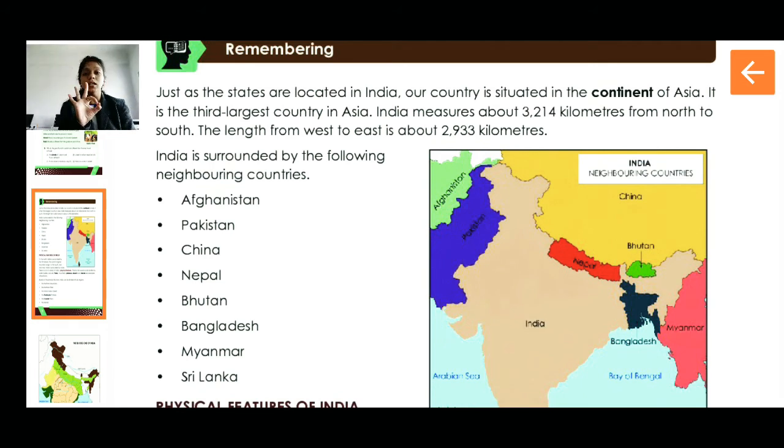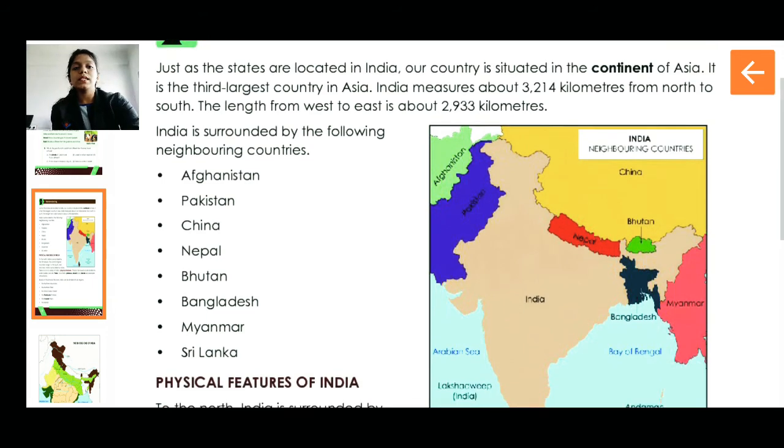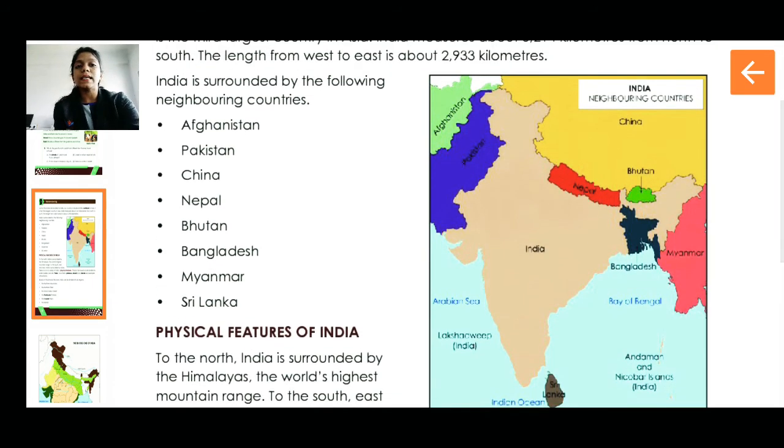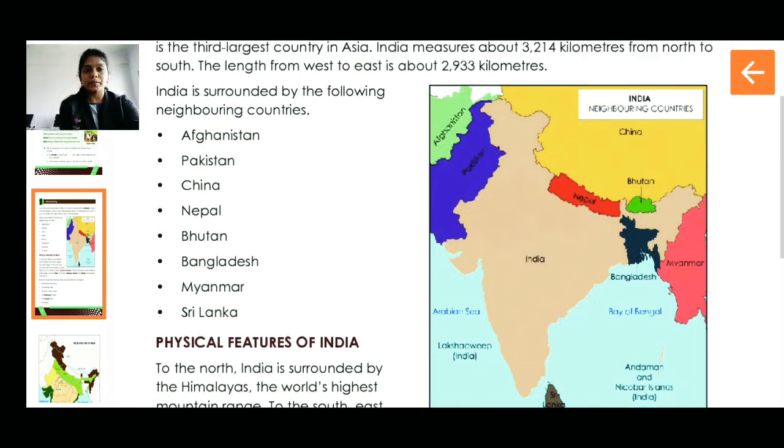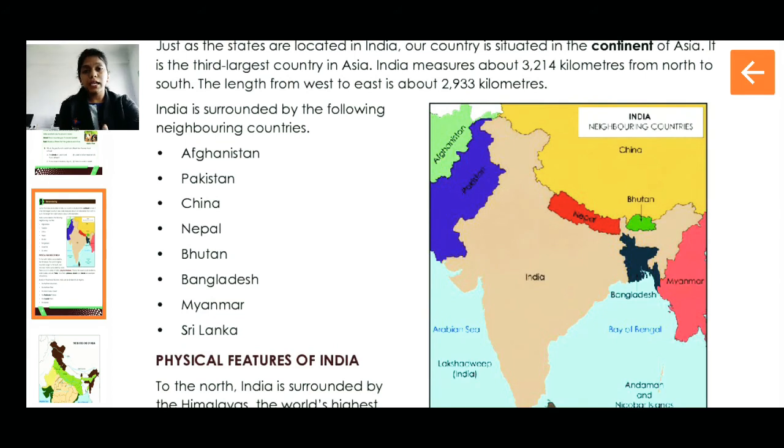Okay, India is the 3rd largest country in Asia. If you see the map which they have given, you can see India is the largest. All other countries surrounding India are smaller than India, except China. So it is the 3rd largest country.